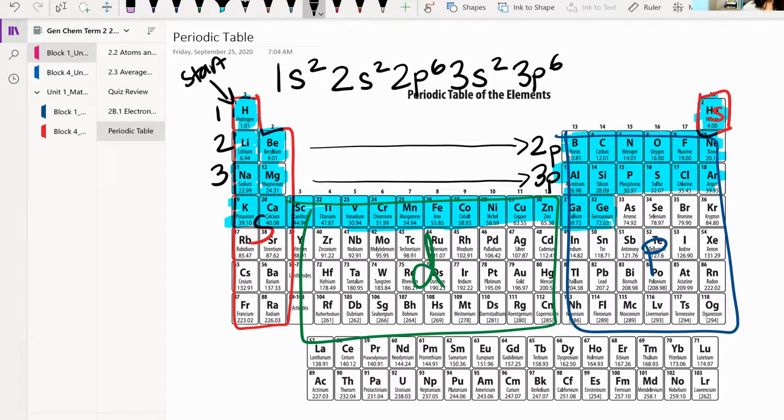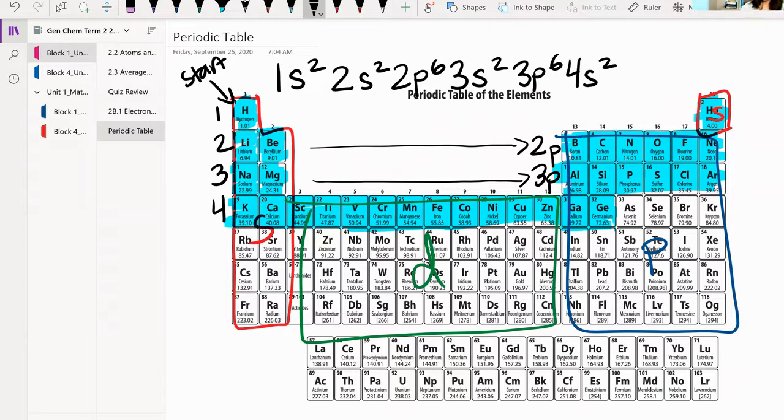Now we're going to go to the fourth row. And so I write a 4. And notice that we're back at S. Okay, all the rows start with S. I'm going to write 4s. And I count how many boxes are in 4s. 2.